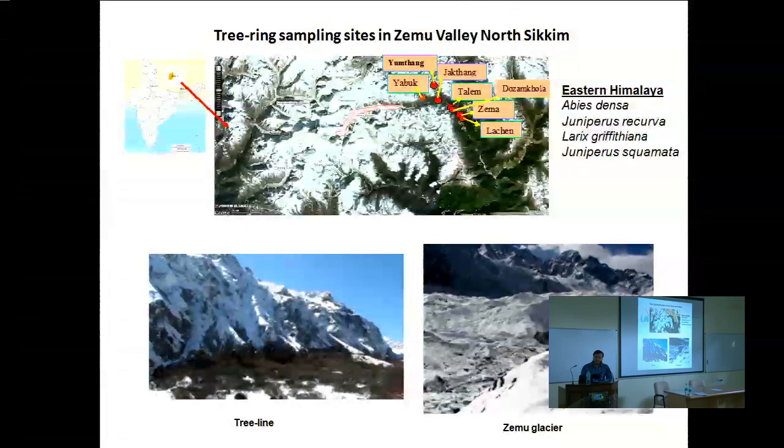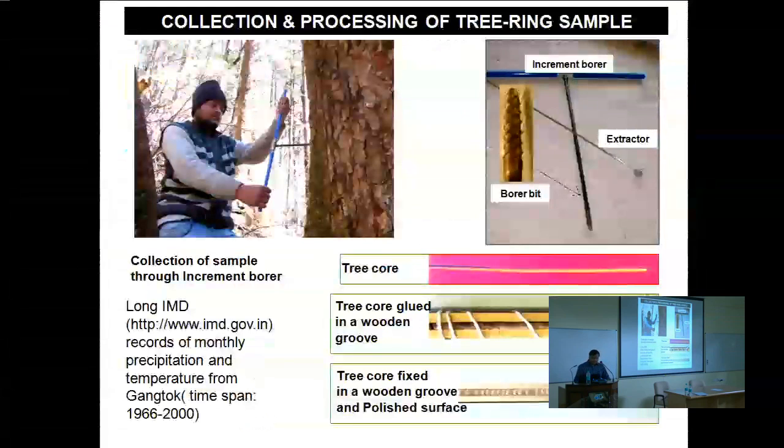And Yabu is the tree line of Zemu Glacier. In the second diagram, I have shown the tree line of Zemu Glacier and the Zemu glaciers. For the analysis of trees, I have chosen four species of conifer: Abies densa, Juniperus recurva, Larix griffithiana, and Juniperus squamata.